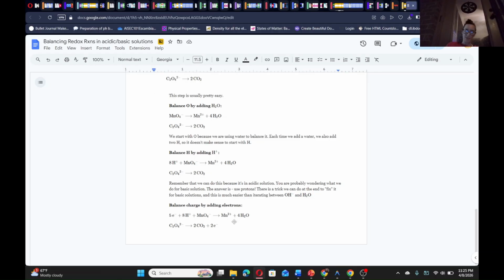And then we have a problem here, right? Because we have 5 electrons here and we have 2 electrons here. So to solve this problem, you actually are going to have to multiply the top equation by 2 and the bottom equation by 5. That way you can have 10 electrons on each side that balance each other out. Then when you do that, you can add them all together and you have your full balanced redox reaction.